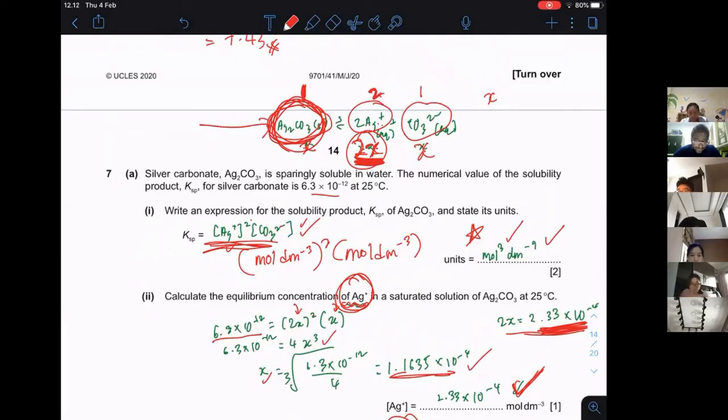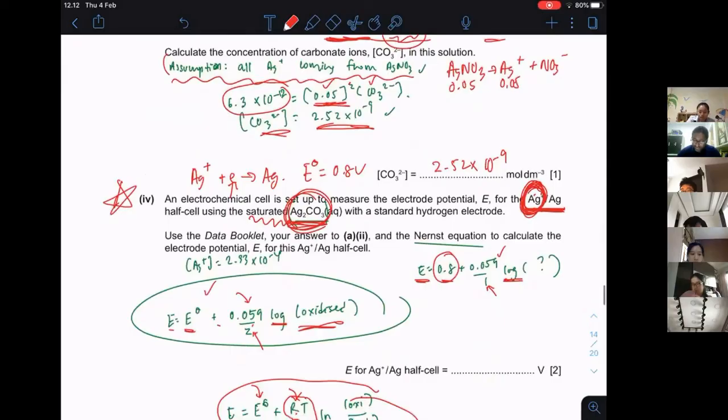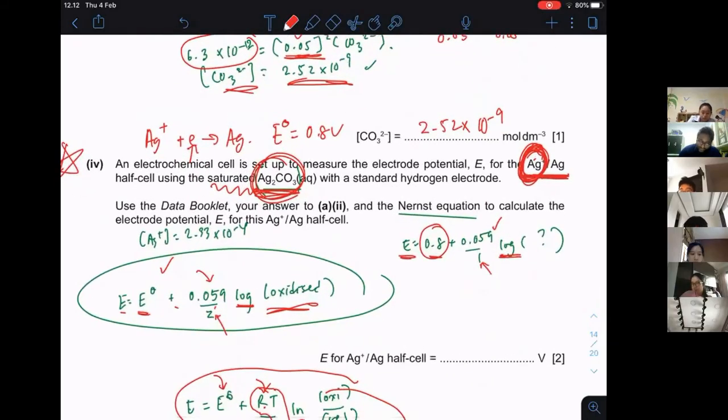So if this one is going to be the value, which is 2.33 times 10 negative 4, I am not going to select this. I'm going to select the ratio of 1, which is going to be half of the 2.33 times 10 negative 4, which is 1.1635. This is very important because students will ask questions on this. You see this one, I put no problem, log.